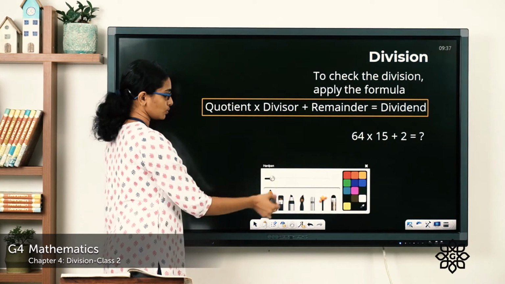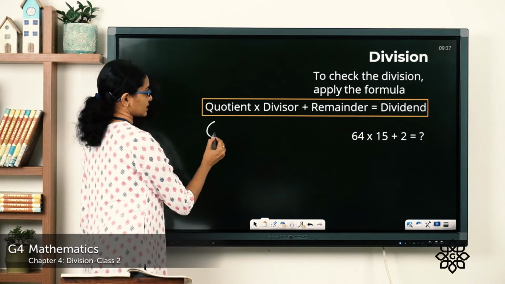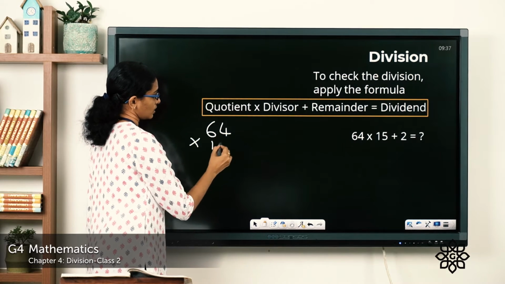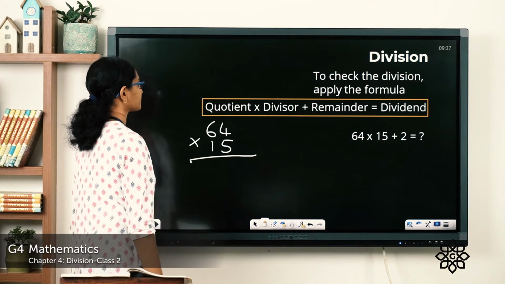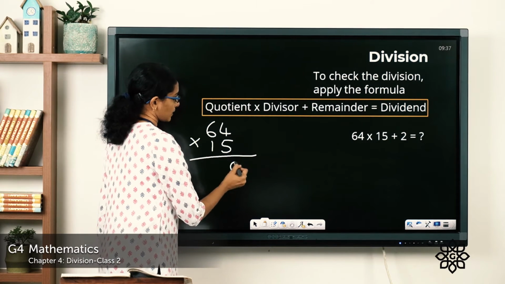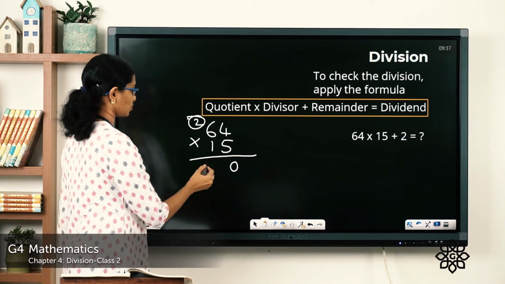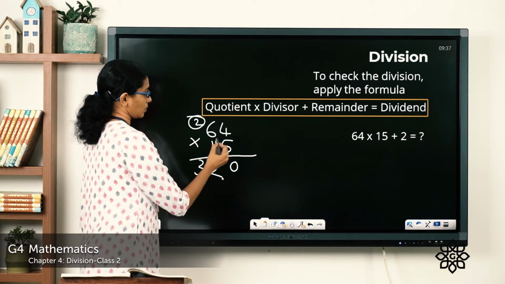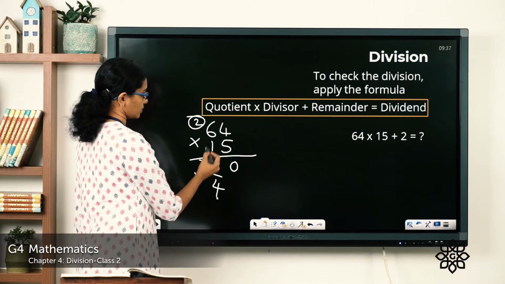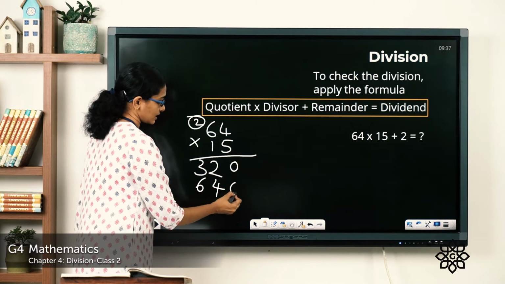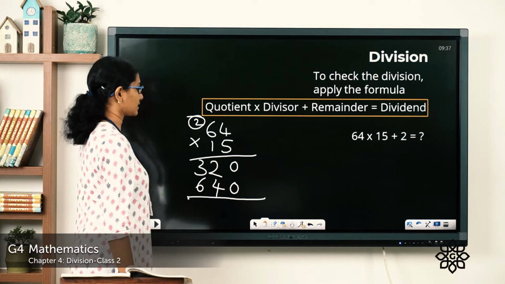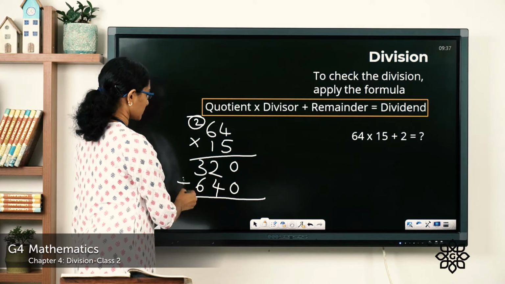So, let's first do the multiplication. 64 into 15. Now, 5 4s are 20. I carry over 2. 5 into 6 is 30 plus 2 is 32. 1 into 4 is 4. 1 into 6 equals 6. Now, let's insert the zeros to correct the place values and the columns. Let's add these products together.